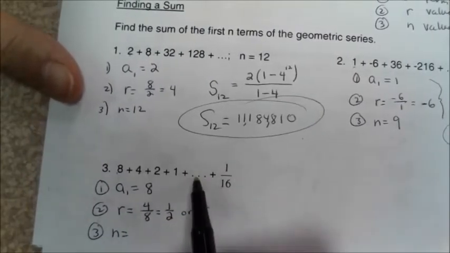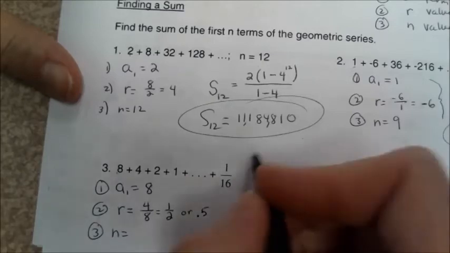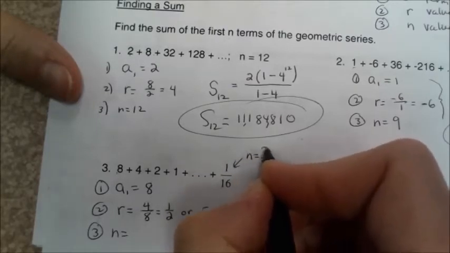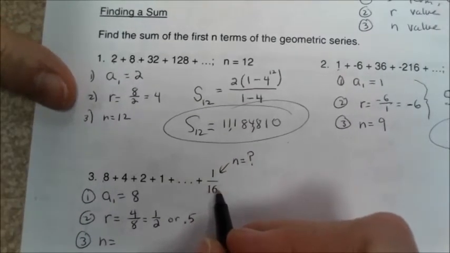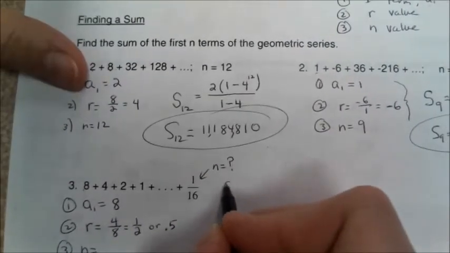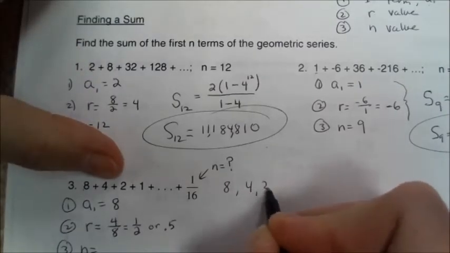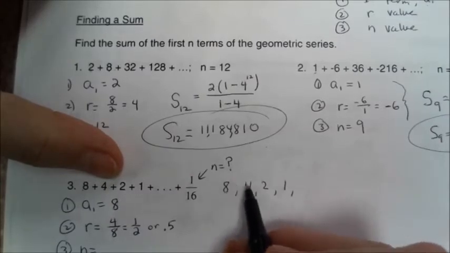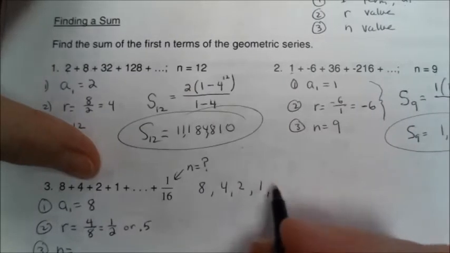I just give you these 3 dots, which means there are some numbers that are going to go in this blank. And we have to figure out what term this is. What is the n value here? What term number is this? Well, what I would do is I would write this out. 8, 4, 2, 1. And if you notice, they're all being multiplied by 1/2, times 1/2, times 1/2.